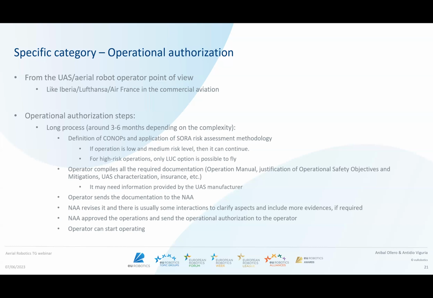The operator compiles all the required documentation: operational manual, justification of the safety objectives, mitigations, characterization of the UAV, insurance, whatever, and maybe you even need information from the manufacturer. The operator sends all the documentation to the National Aviation Authority. The National Aviation Authority revises it. Maybe there's some interaction to clarify some aspects, include more evidence, and so on. And finally, the National Aviation Authority approves the operation and sends the operational authorization to the operator. And once you receive the operational authorization, you can start flying, not before.